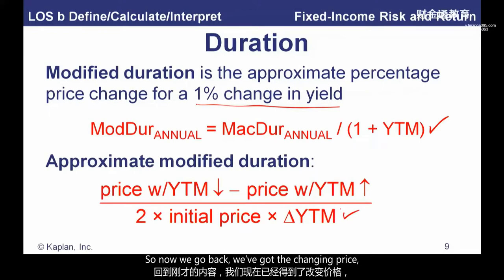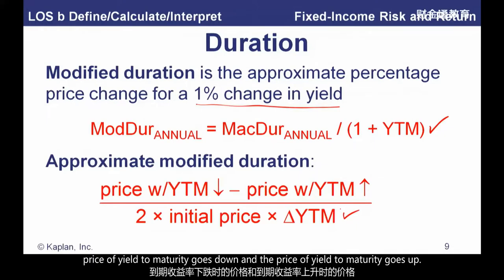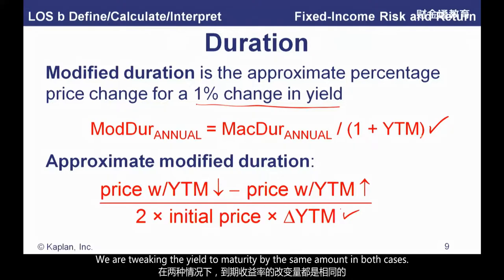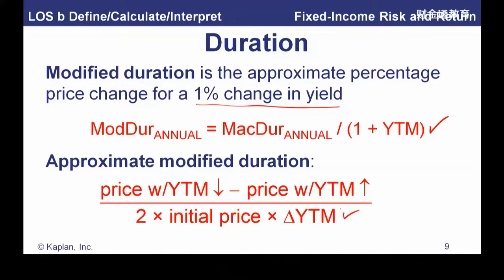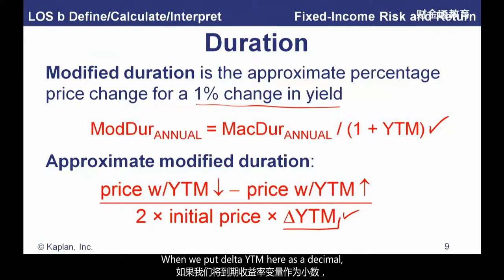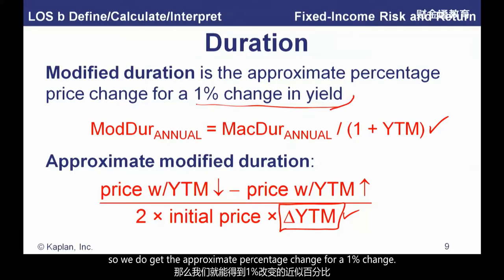we've got the change in price, the price if the yield to maturity goes down and the price if the yield to maturity goes up. We're tweaking the yield to maturity by the same amount in both cases. Here we used a half a percent. We could do it with a quarter percent. We could do it with a full percent. And where does that turn up? Well, when we put delta YTM here as a decimal, that's going to scale this to a 1% change so that we do get the approximate percentage change for a 1% change.